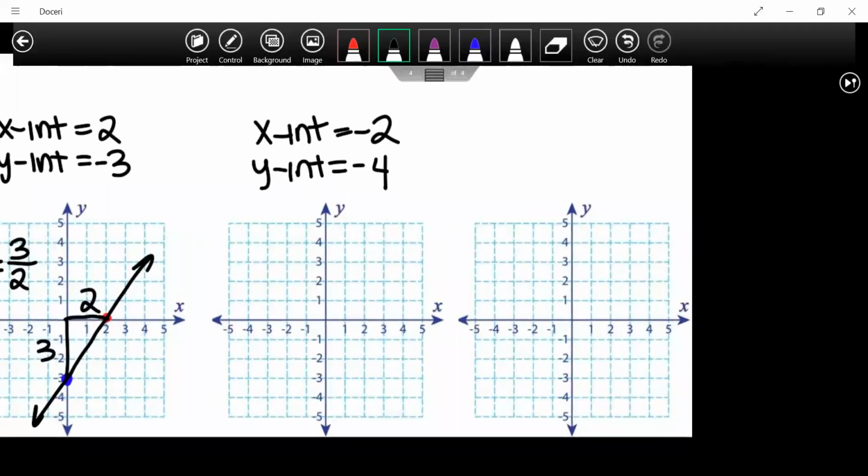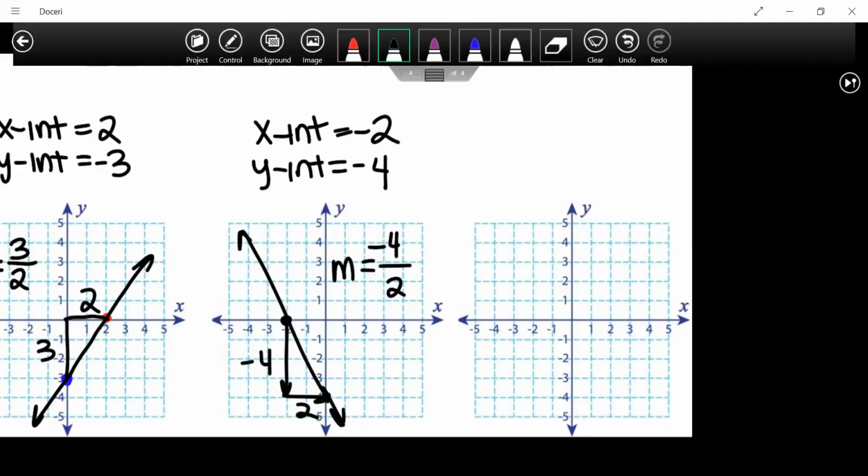X-intercept -2, going back 2. Down 4 for my other intercept. Creating a line through them. Just by looking at this, my slope should be what? Negative. I know my slope should be negative. So how far am I going to go down? Going to go down -4 over 2. Is that correct? C.